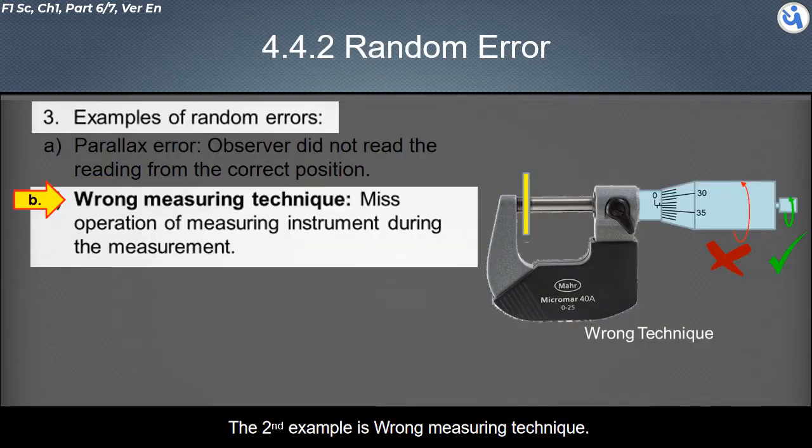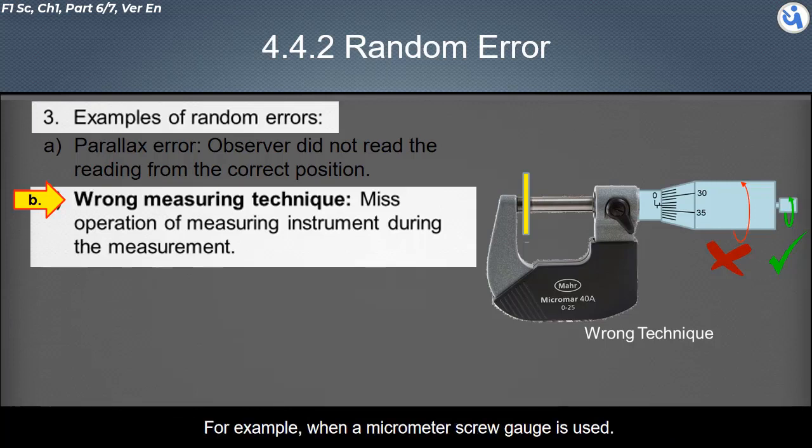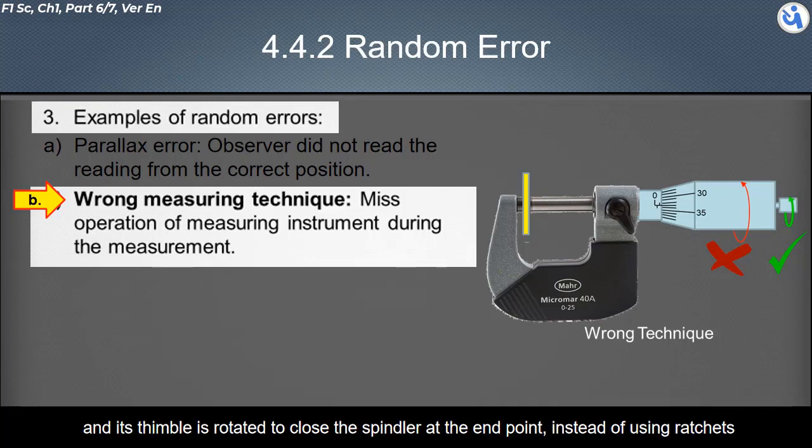The second example is wrong measuring technique. This is due to the misoperation of a measuring instrument during the measurement. For example, when a micrometer screw gauge is used, and its thimble is rotated to close the spindle at the end point, instead of using the ratchet. This will squeeze the object too tight, and affect the accuracy of the measurement.